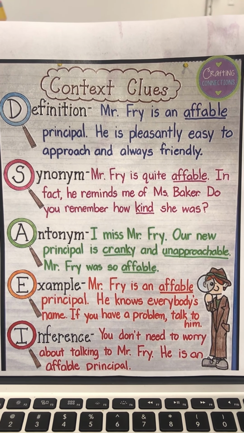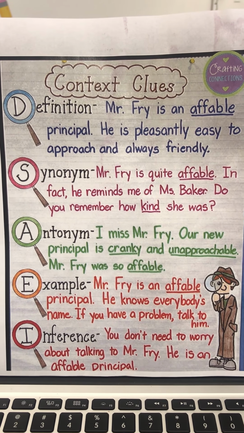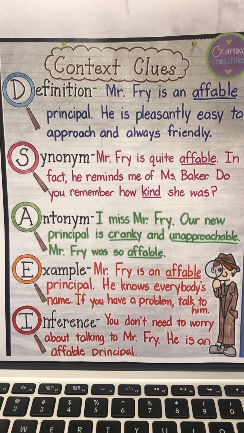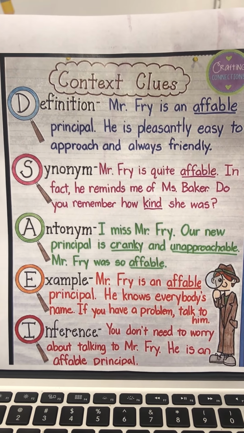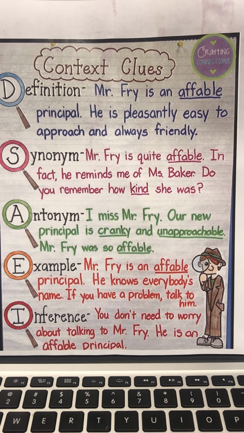So whenever you're reading, say, a passage or a short paragraph that has an unknown word in it, meaning you don't know what the word is, you can use these different types of context clues to try and help you figure out what the meaning of the unknown word is.